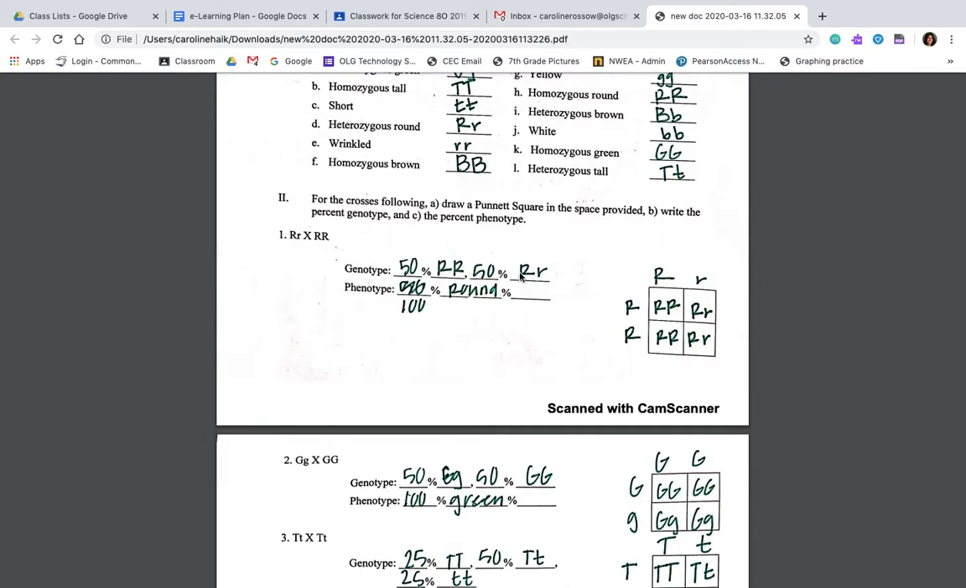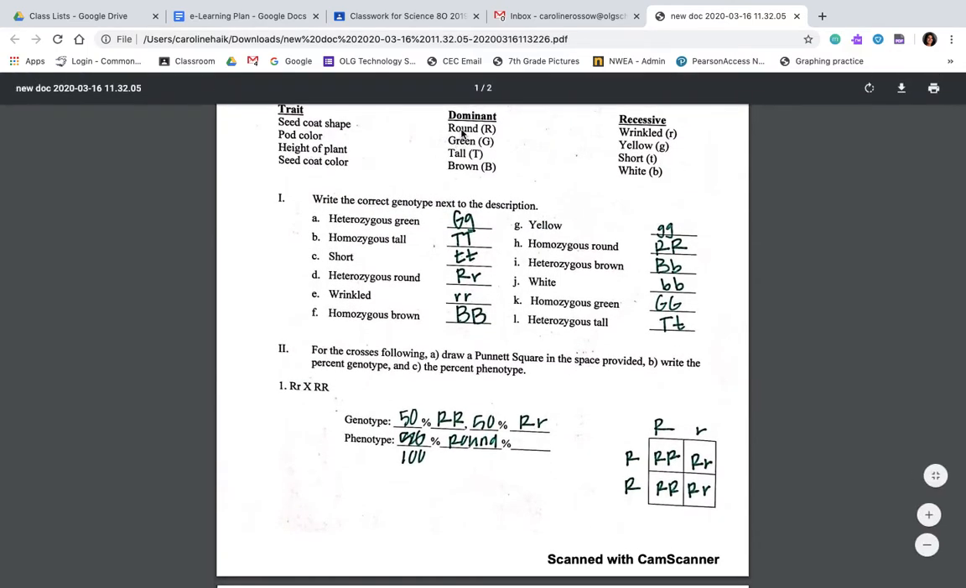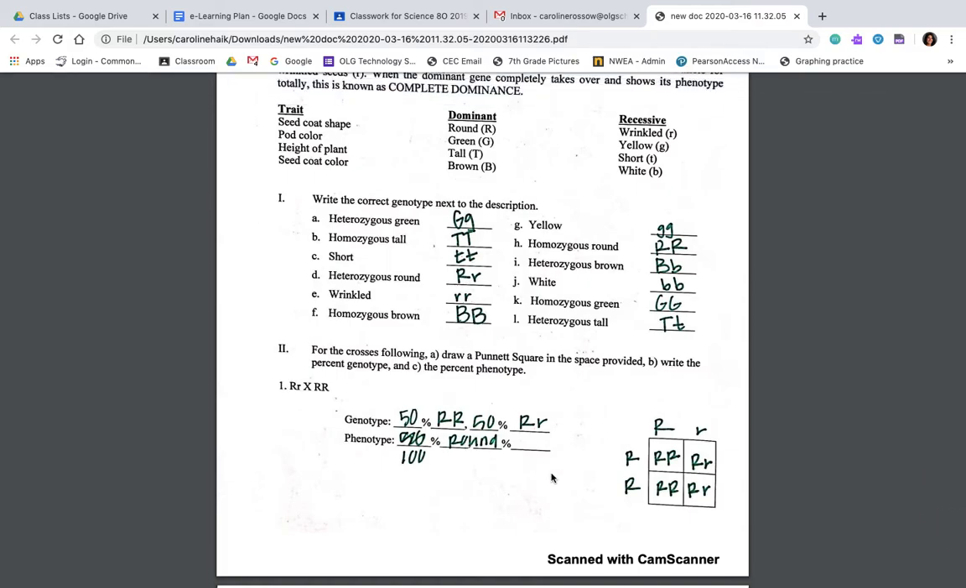For the phenotype, anytime there's a capital in the box, it's going to have the dominant trait no matter what. So in this case, R, we need to look back up here. R is round, so it's either going to be round or wrinkled. And because there's a capital in each box, it's going to be 100% round. If you wanted to add 0% wrinkled, you could do that as well.